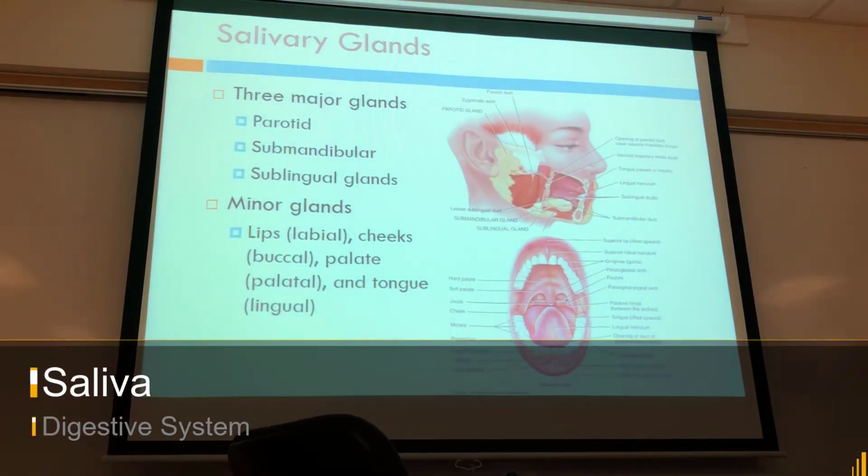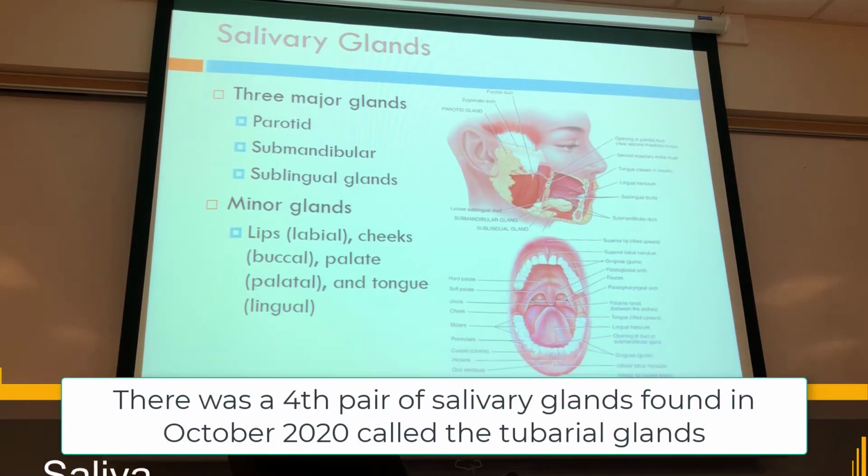Salivary glands. You'll see that we have three major salivary glands located in different areas of the mouth.